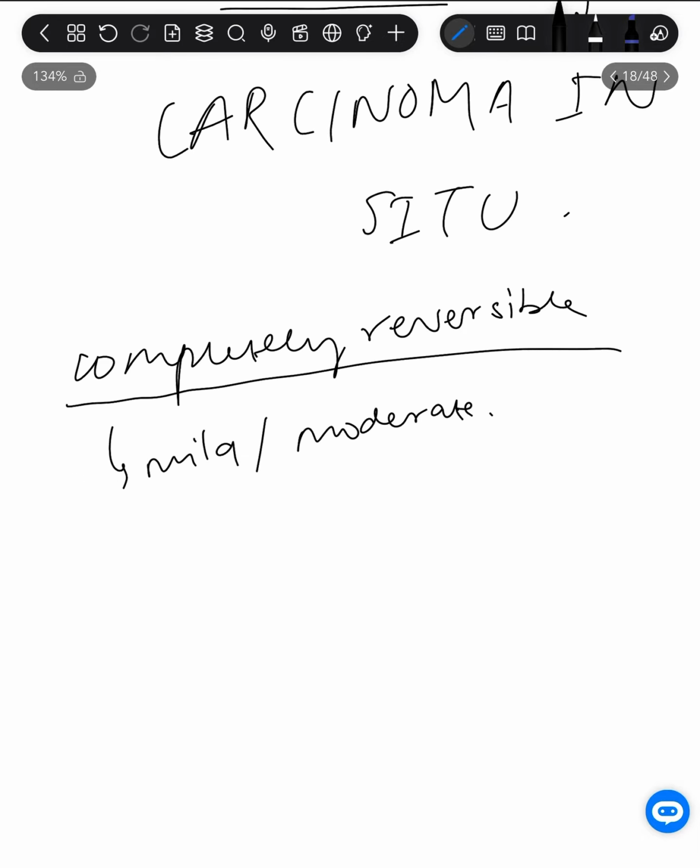if epithelium is metaplastic, it can have dysplasia. Can. And most often, it has dysplasia also. Very, very often, it has dysplasia. But not all metaplastic epithelium are dysplastic. Understand this.